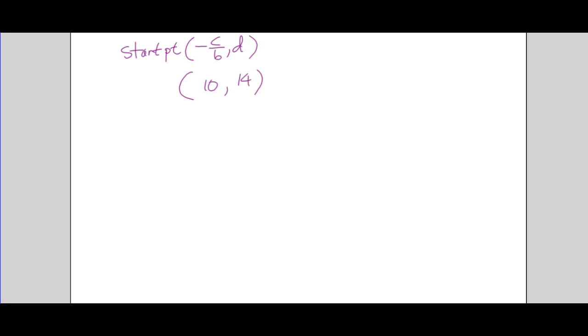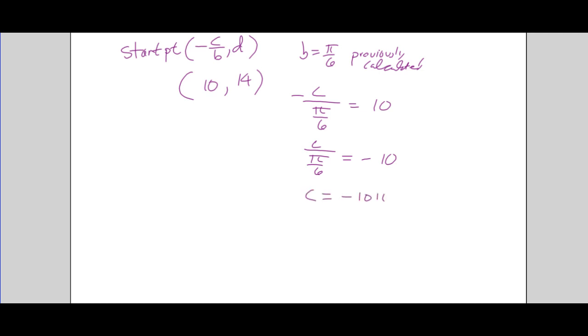We know the b value is pi over 6, so b equals pi over 6, previously calculated. So we know that negative c over pi over 6 is equal to 10. C over pi over 6 is equal to negative 10. And we're going to multiply both sides, so it'll be negative 10 pi over 6, or negative 5 pi over 3. Just reducing, right? 10 over 6 is 5 over 3.